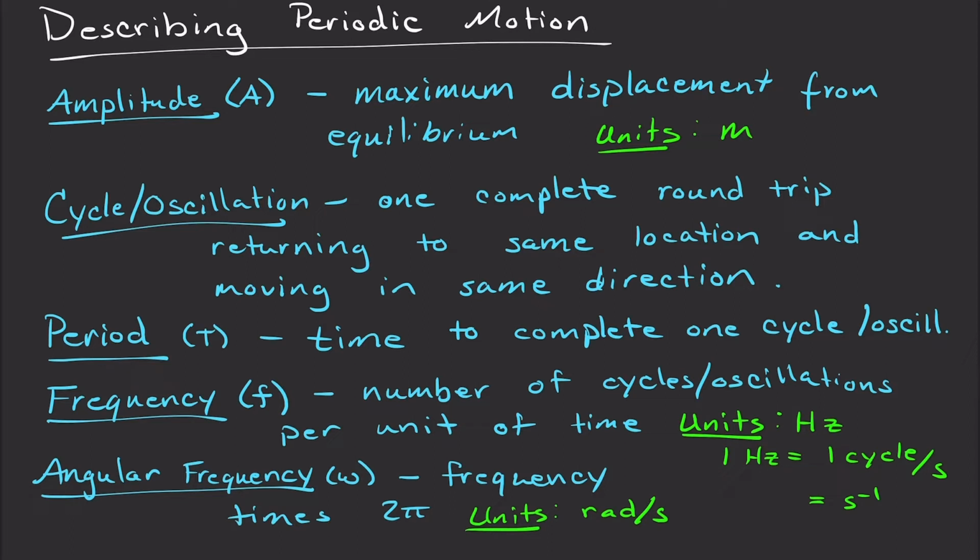The only thing that you need to keep in mind is angular frequency doesn't necessarily have to be associated with circular motion. It can be periodic motion that's going back and forth in a straight line like we saw with our glider. Really quick, let's talk about the relationship between period and frequency.